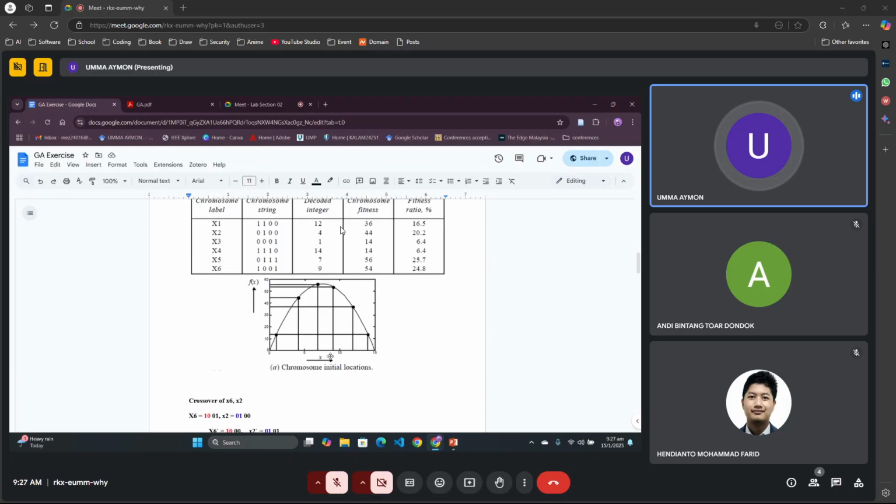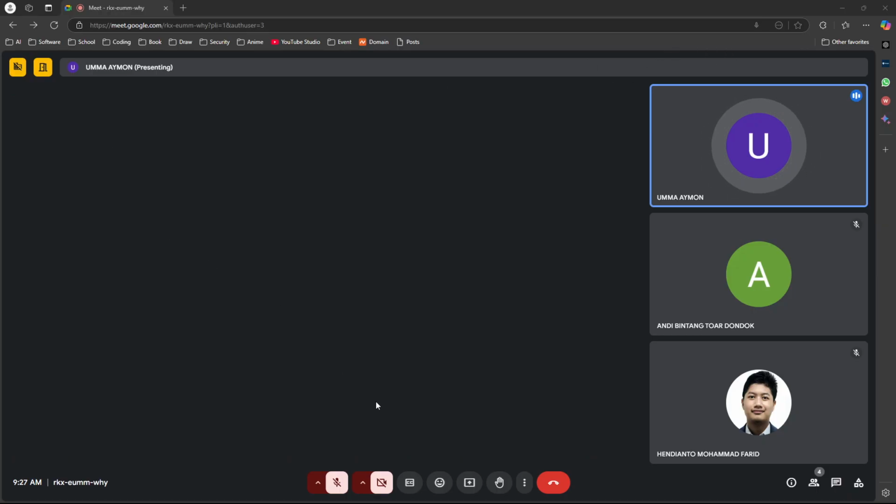If we draw a diagram using these values, for 7 the value is between 50 to 60, so this is 56. So initially we can say that for value 7, we get the highest chromosome fitness.